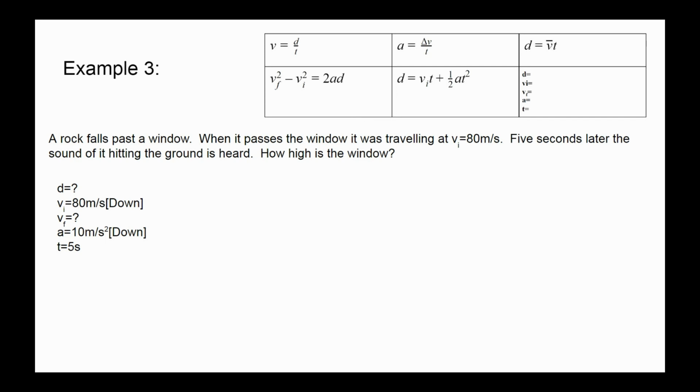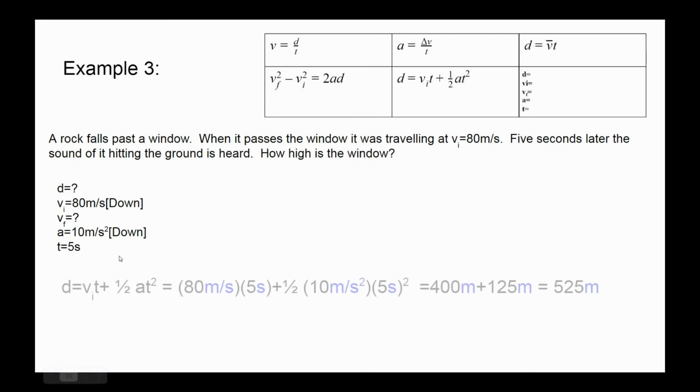We were asked how high the window is. So we want distance, right? We weren't asked the final speed. So what can we use to solve for distance? Well, because I forcibly set up an incredibly artificial problem, it winds up being the easiest way to do it is with the quadratic. So I kind of had to deliberately create a problem that would force you to use this one. And all the way, 525 meters.